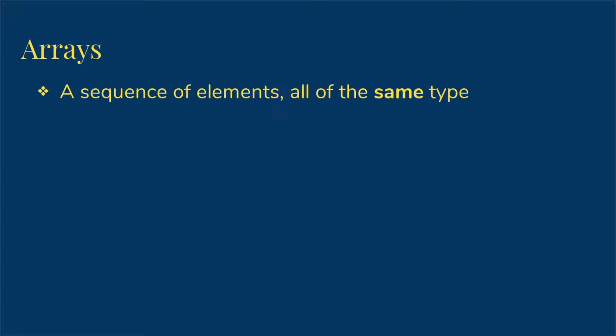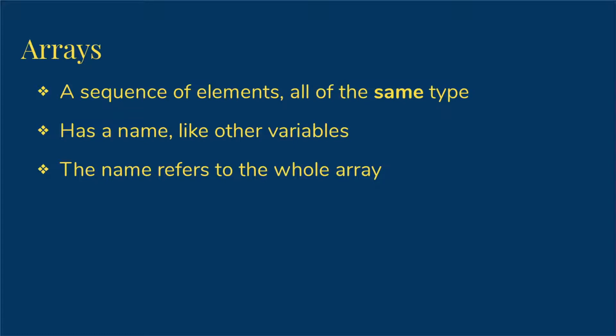There are other answers that we'll look at later as you progress through your programming journey. But our first answer to the problem is arrays. And arrays are a sequence of elements all of the same type. The array has a name, so we're going to have a variable that's holding my array, just like any other variable. And that name is going to refer to the whole array, the whole collection of items. Note that arrays are a special kind of object, so we're going to end up creating them using new.